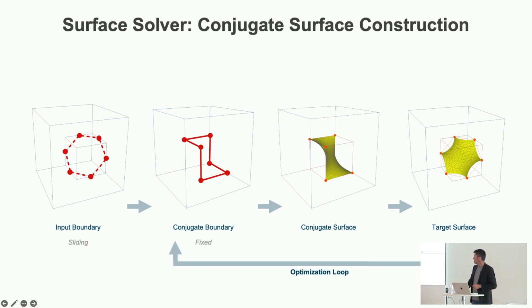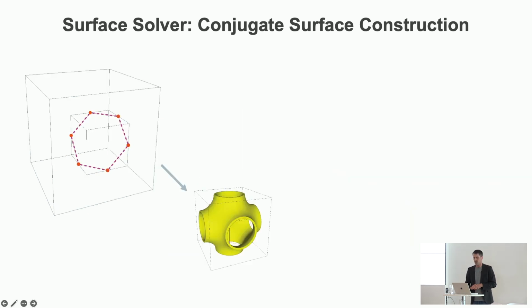And what Lian did is she came up with an optimization loop that automatically computes this conjugate boundary and optimizes this so that you get the desired target surface. And so with this, she made this method accessible for the very first time for design. And this is now really cool because, for example, this Schwarz P surface, with this method, we can really construct this metamaterial, and this truly works.